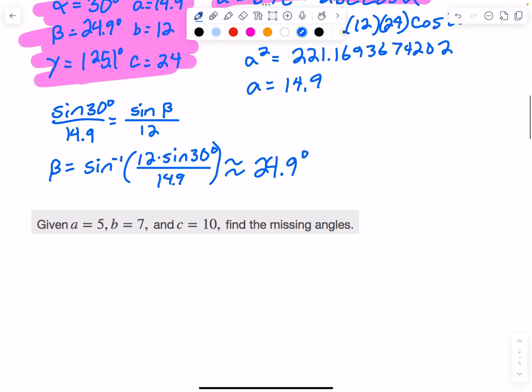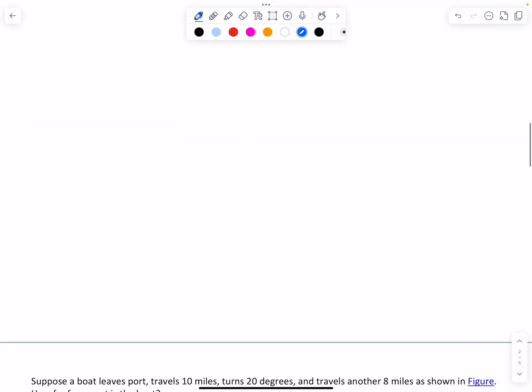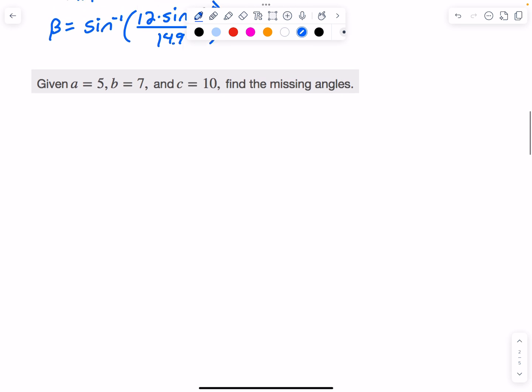All right, one more example here. An example and then an application. So this is another scenario we haven't seen. I have alpha, beta, gamma. I have little a, little b, little c, and I got 5, 7, and 10.